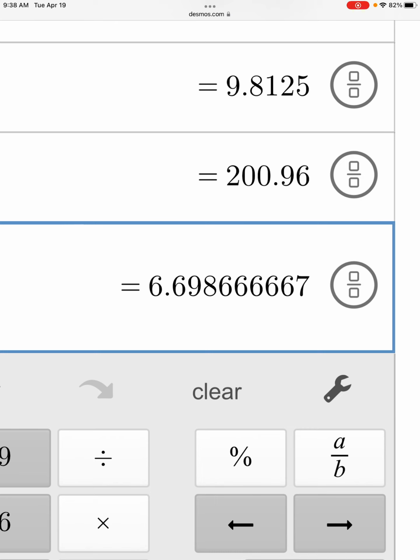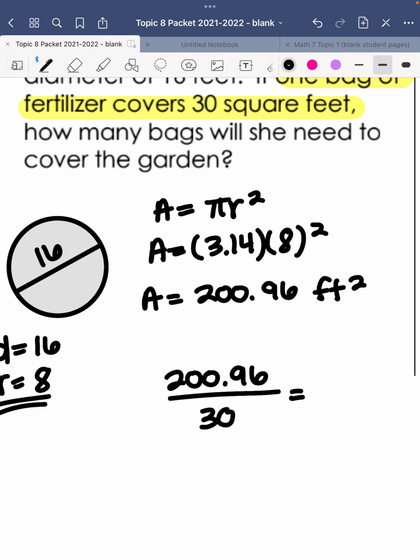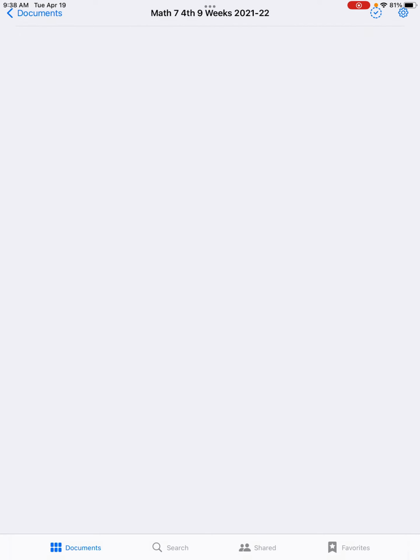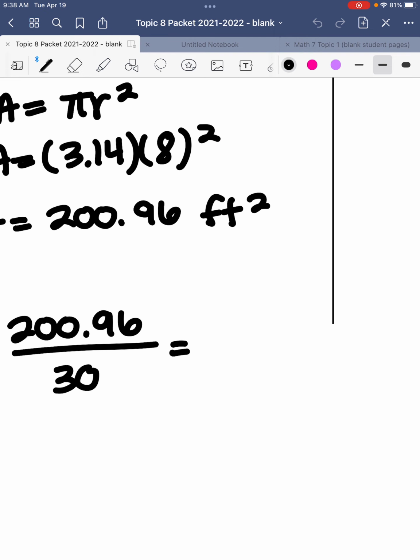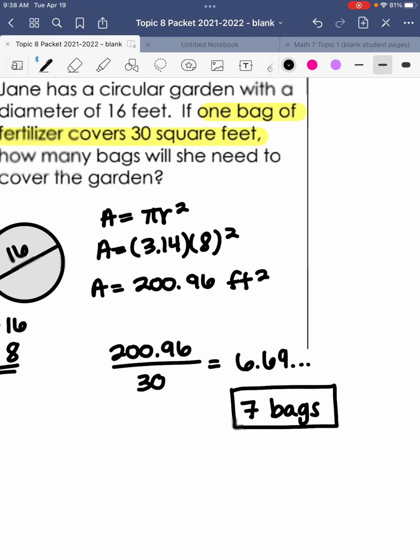Now, she can't buy 6.69 bags of fertilizer. That's not possible. So we're going to need to round. Now, if she only buys 6 bags, does she have enough? No. So she's going to need to buy 7 bags. We're going to have to round up. We got a long decimal, 6.69, and it kept on going. But that's not possible, so we're going to round up. She's going to need to buy 7 bags of fertilizer to make sure that she has enough to cover her garden.